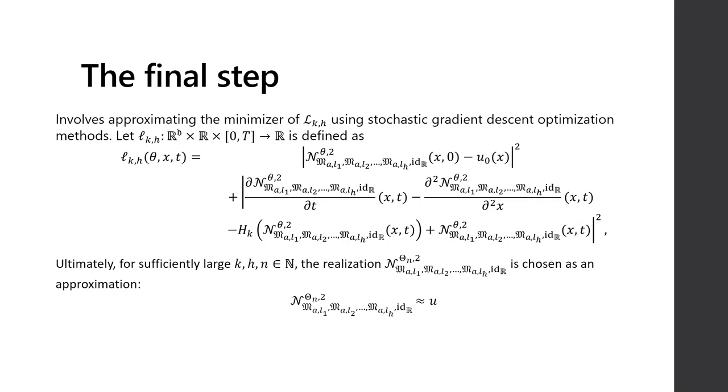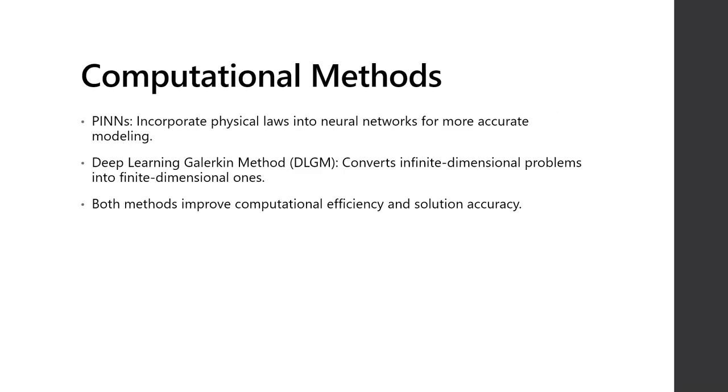Finally, we approximate the minimizer using stochastic gradient descent optimization methods. Let L be defined as follows. Ultimately, for sufficiently large k, h, and n, the realization is chosen as an approximation.